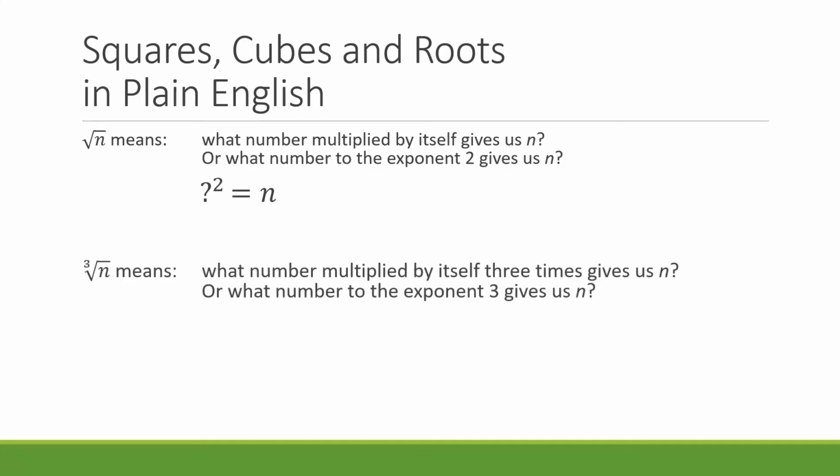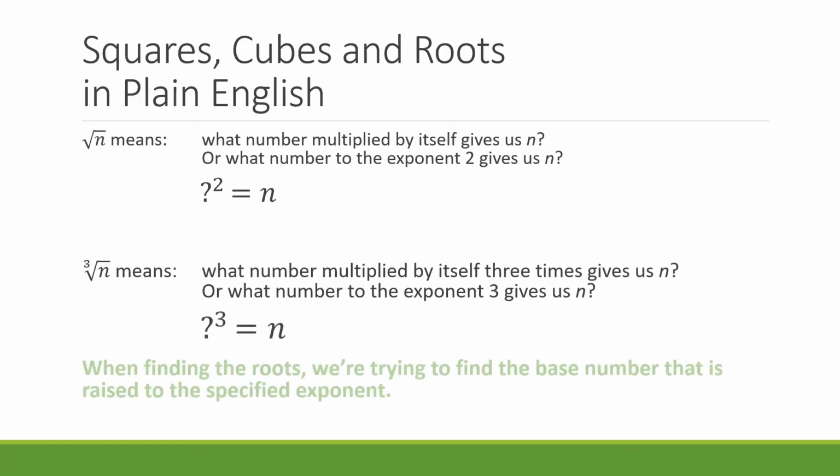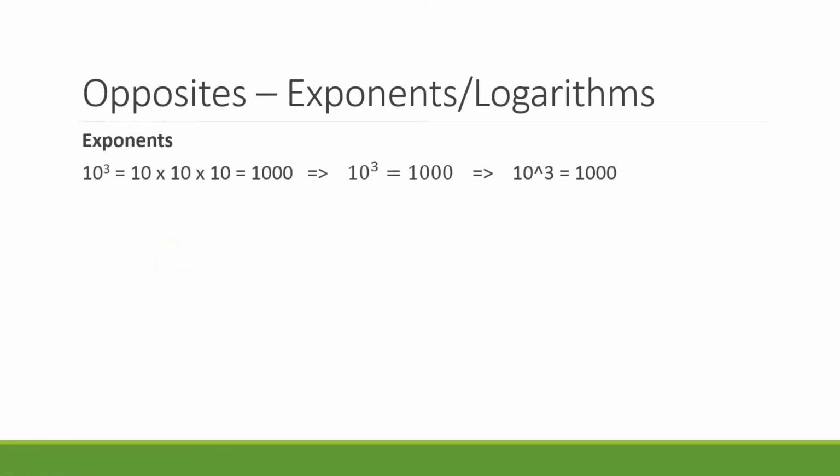Similarly, the cube root of n means what number multiplied by itself 3 times gives us n, or what number to the exponent 3 gives us n. When finding the roots, we're trying to find the base number that is raised to the specific exponent. 10 to the third means 10 times 10 times 10, which is equal to 1,000.